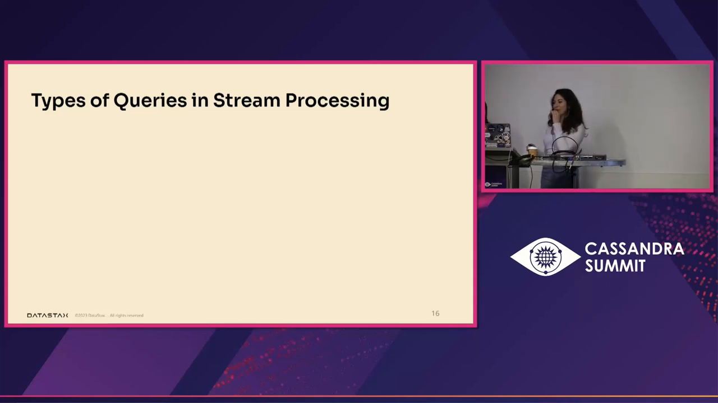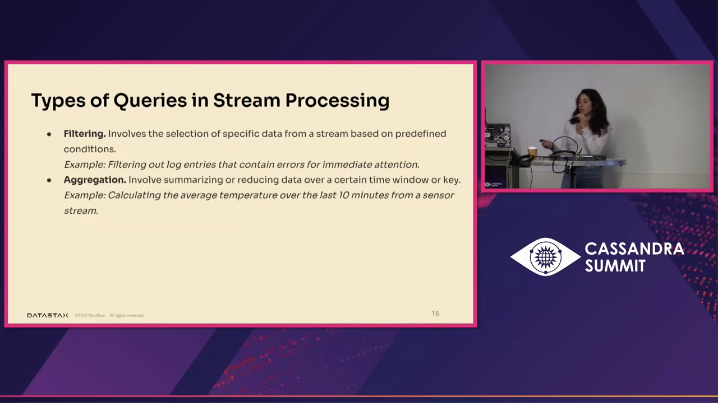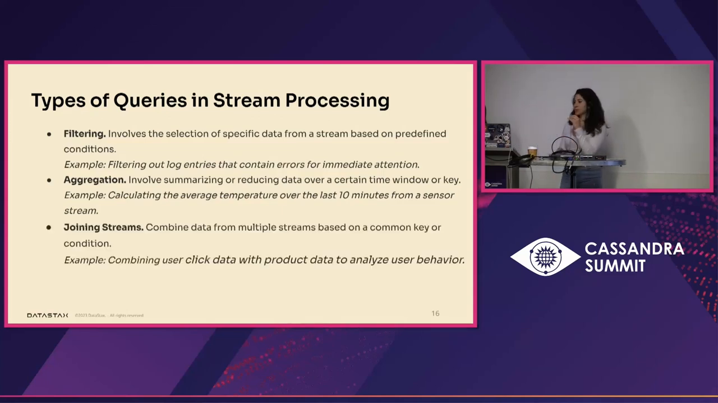Types of queries in stream processing. Okay, so the types of queries you can do in stream processing. One is filtering. This involves a selection of specific data from a stream based on predefined conditions. I put examples in here because sometimes it's hard to figure out how you can use these different kinds of queries. An example of this is filtering out log entries that contain errors that are needed for immediate attention. Another one is aggregation. It involves summarizing or reducing the data over a certain time window or key. An example of that is calculating the average temperature over the last 10 minutes from a sensor stream. Then joining streams. This is personally one of my favorites just because I think it's cool.